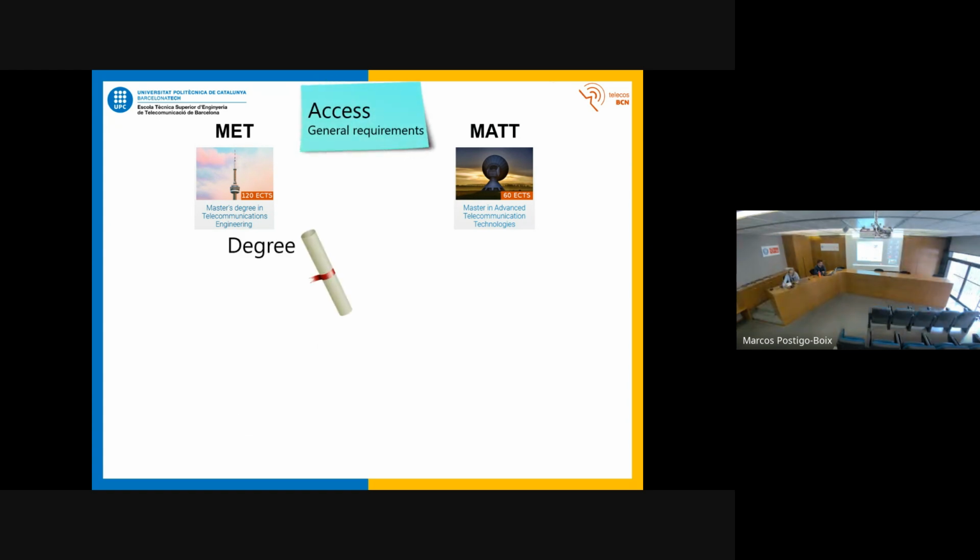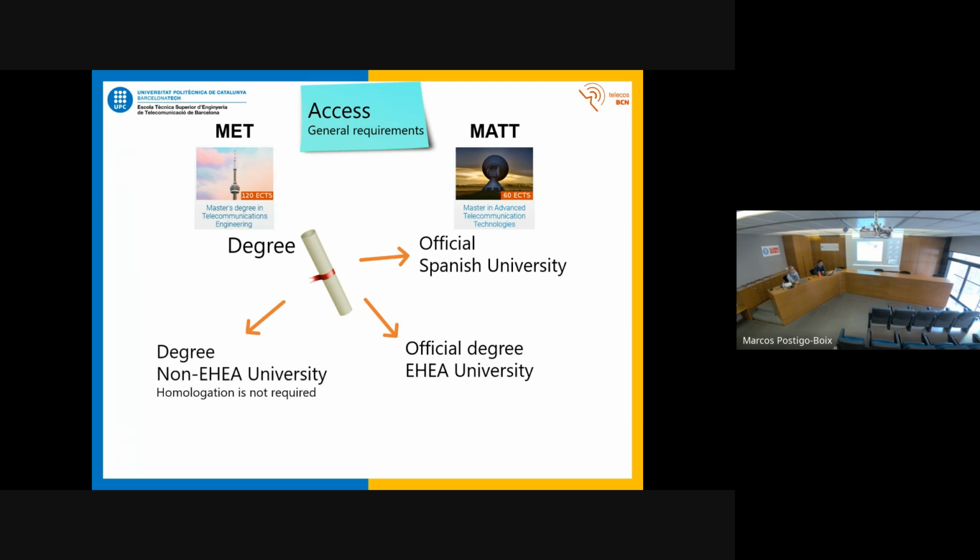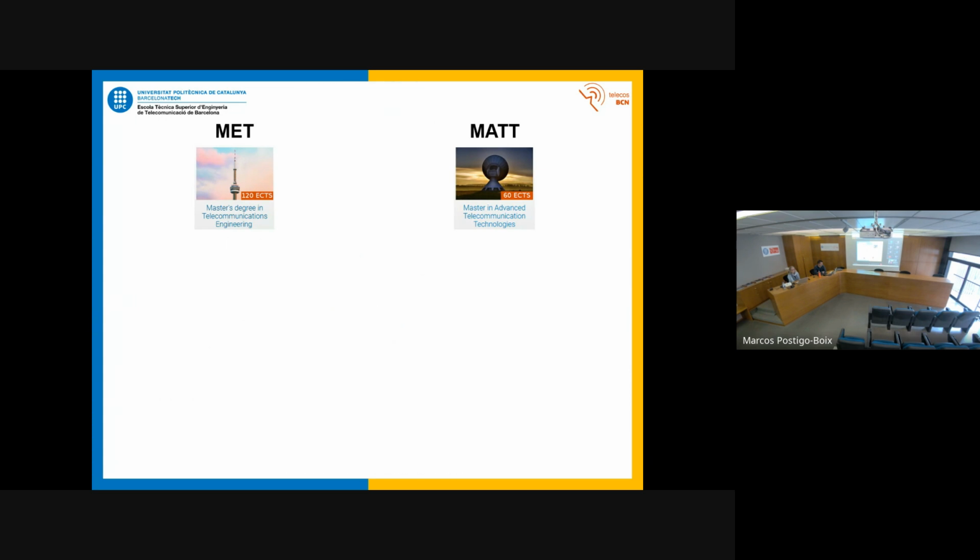The general requirements for accessing this master degree are the same as for the rest of the master degrees. You need an official Spanish university degree, or you can have a degree from a European university or from a foreign university in general, but in those cases, you should provide a certificate stating that this degree gives you access to a master degree or a postgraduate study.